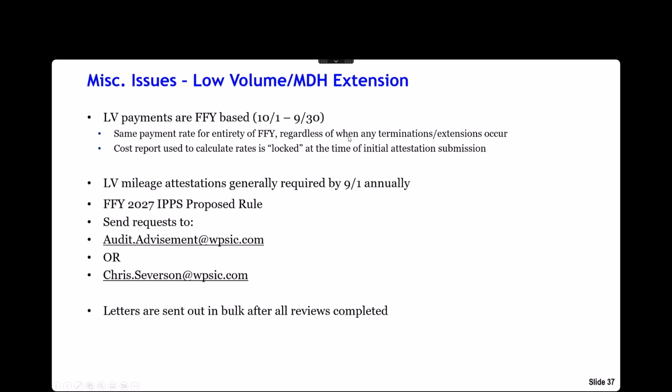Let's see. The same payment rate is used. Once that cost report is locked in, we calculate the payment rate based on the number of discharges, and that carries throughout the entire federal fiscal year. Even if there was a break, like there was a termination and then an extension, it doesn't matter. We're not going to calculate a brand new rate. We'll use that same one and carry it all the way through the rest of the federal fiscal year.